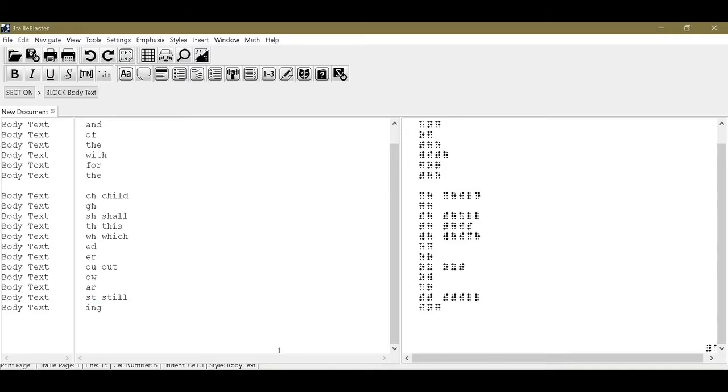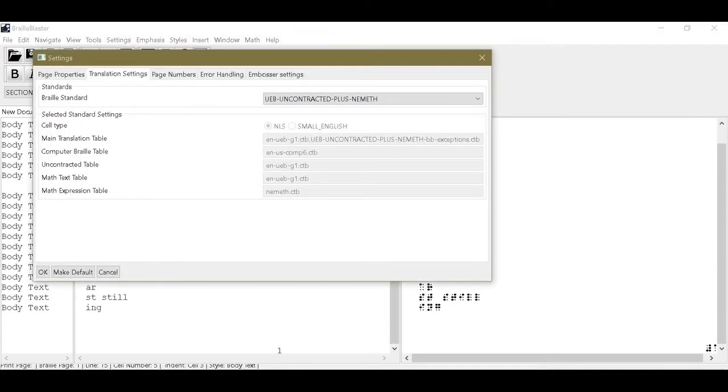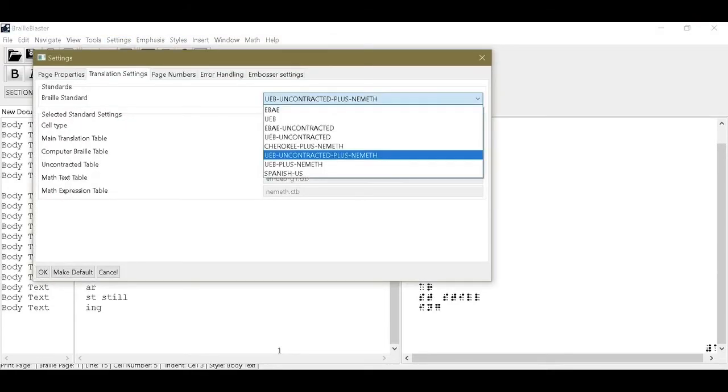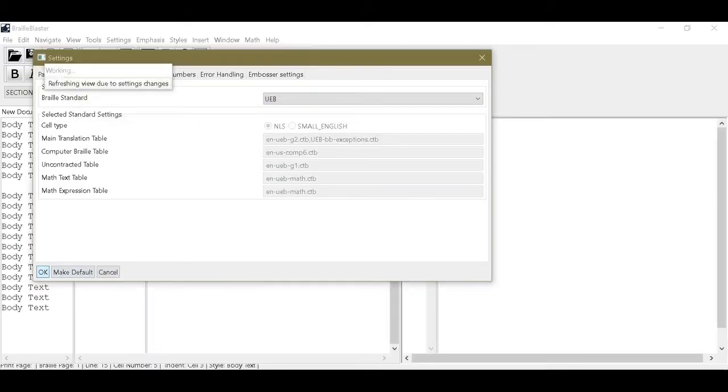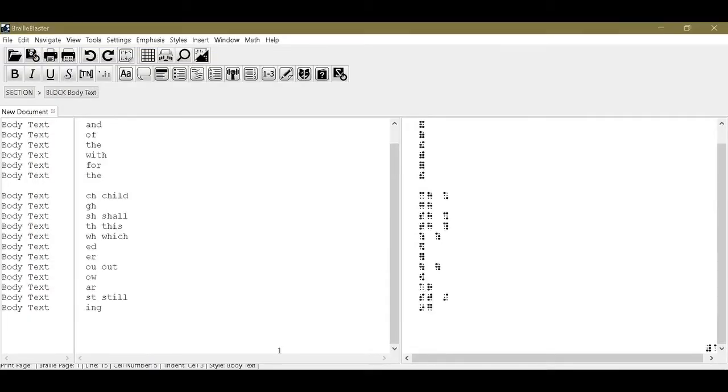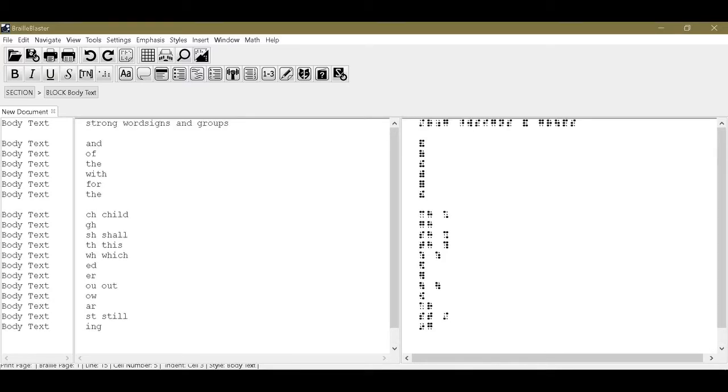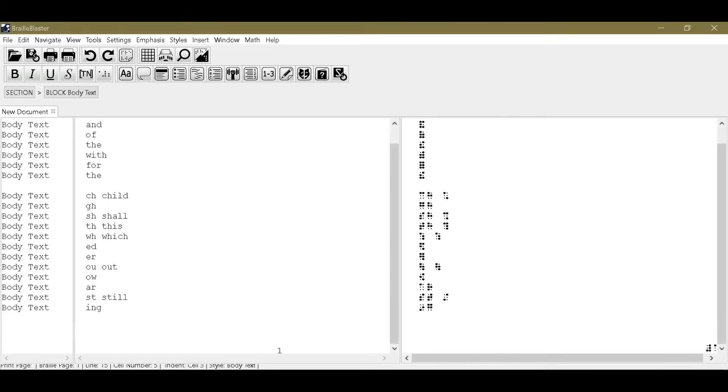Now, here's something I've noticed, because I'm going to switch this to contracted. Basically how you do that is you go up to settings, and you go to translation settings. Right now it's set to UEB uncontracted. You want to just switch it to UEB and hit OK. Now, I have a few bones to pick with the developers, because some of these things are a little glitchy.